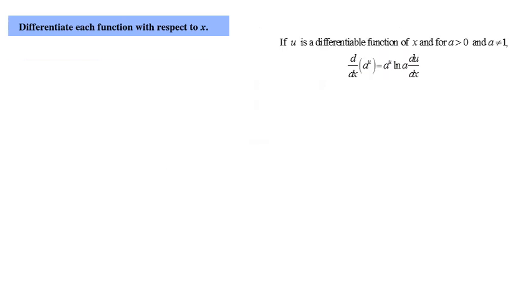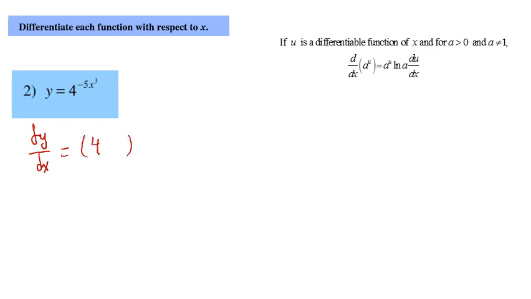Differentiate with respect to x. y is equal to 4 to the power of negative 5x to the power 3. We know that the derivative of a to the power of u is equal to a to the power of u, ln of the base, multiplied by the derivative of u. So dy by dx is equal to the function, 4 to the power of negative 5x to the power 3, ln of the base, which is 4, multiplied by the derivative of the exponent, negative 15x to the power of 2.